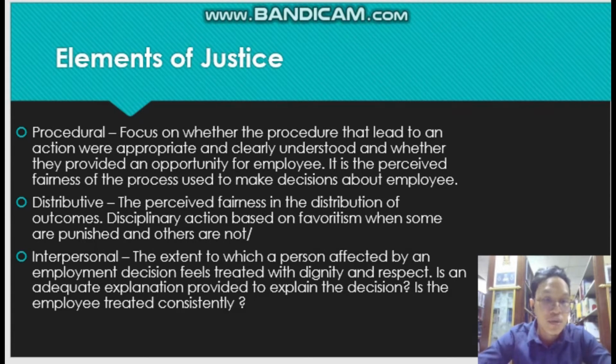So interpersonal is the extent to which a person affected by an employment decision feels treated with dignity and respect. Is an adequate explanation provided to explain the decision, or is the employee treated consistently?